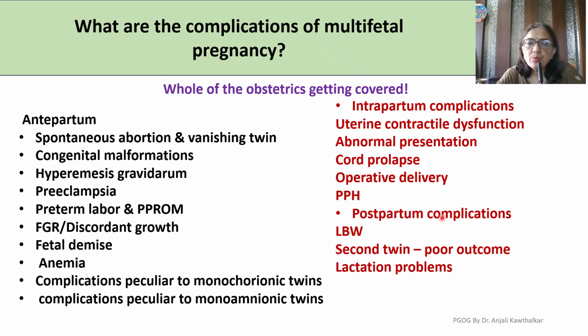Postpartum hemorrhage. Postpartum complications, especially low birth weight babies are there. The second twin usually has a poor outcome as compared to the first. Breastfeeding problems are usually seen with these babies because of the low birth weight, prematurity, as well as the maternal exhaustion with feeding both the babies, and that is why these problems might arise. Lactation related problems also.